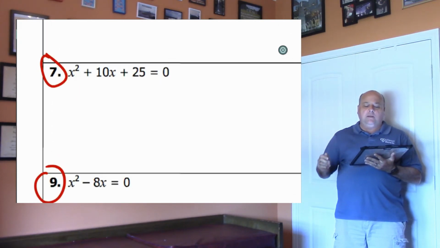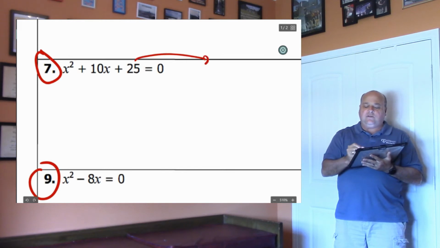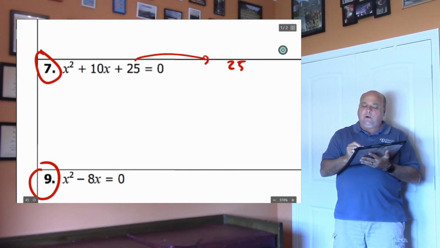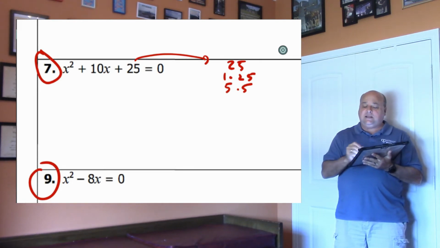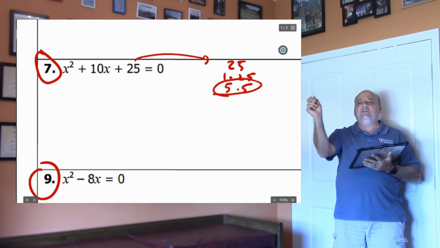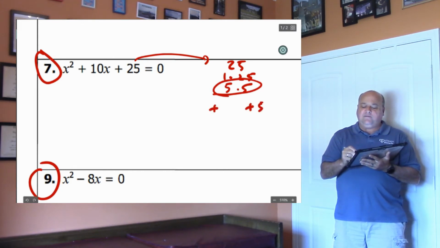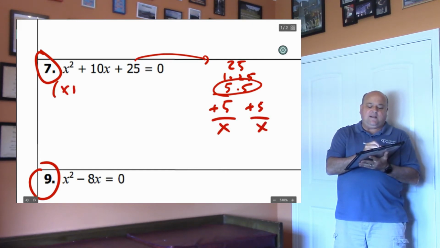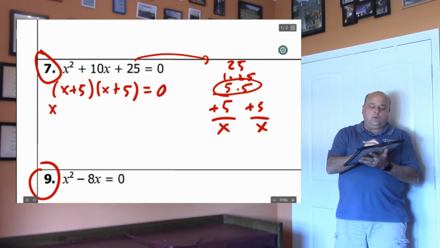Okay, on the next problem, number 7, there's no number in front of the x squared, so we're going to take the 25 and write down the factors. It's just 1 and 25 and 5 and 5. Notice that this is going to work out to be the 10, the 5, and the 5. This is a perfect square. So I'm going to write down plus 5 and plus 5, put x on the bottom, and that's what my factors are. X plus 5 and x plus 5 equals 0. Set both of them equal to 0.